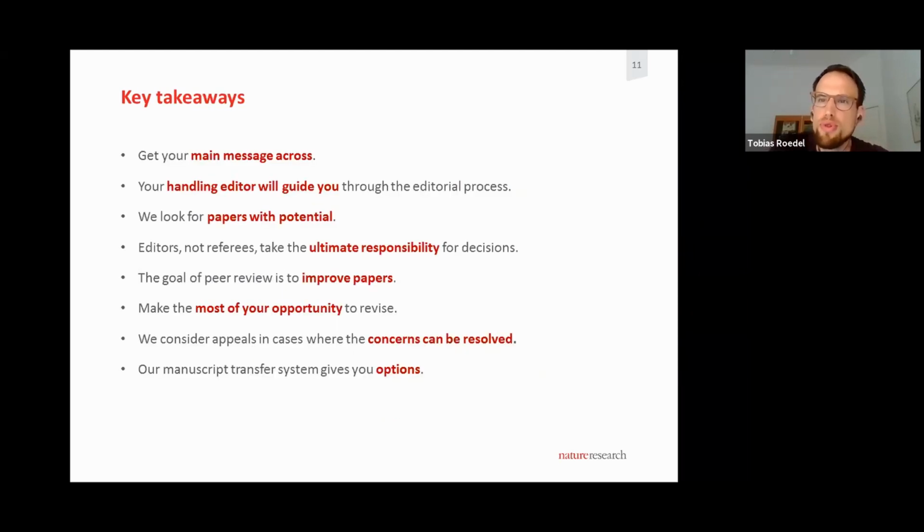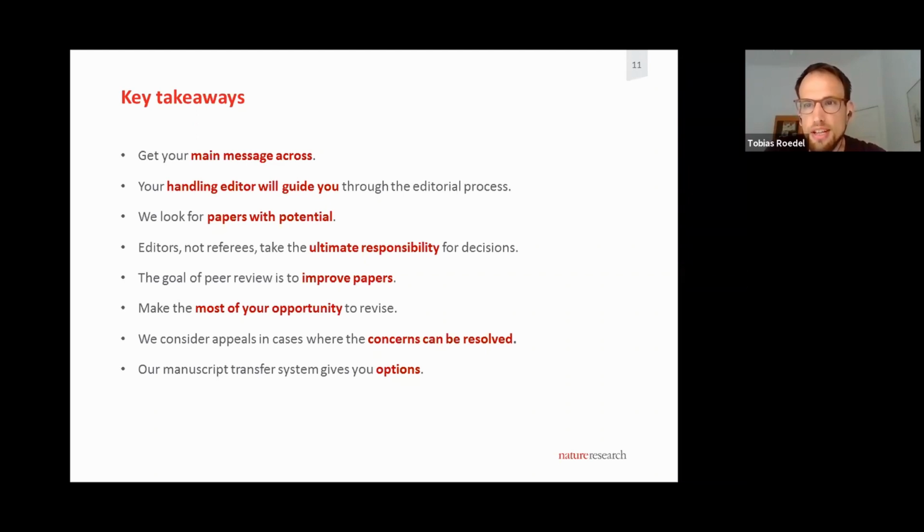And before I go through the process step by step, maybe I will just start with the key takeaways that I would like you to keep in mind from this presentation. So when you write your paper or submit your paper, please get your main message across. What is the main result of your work?